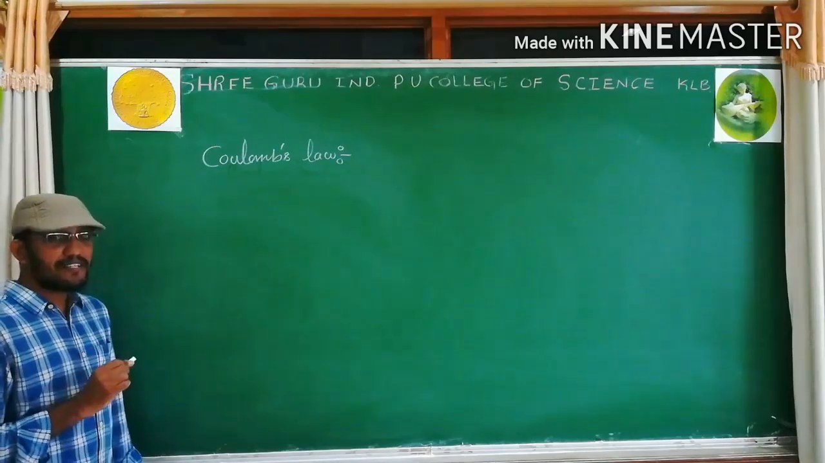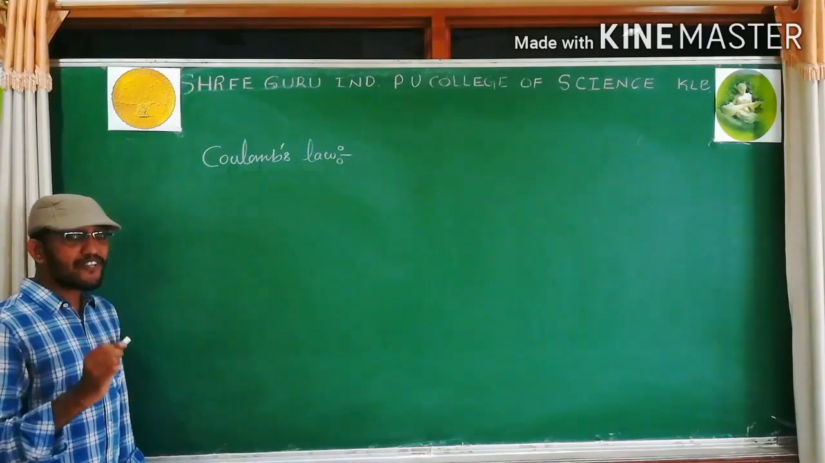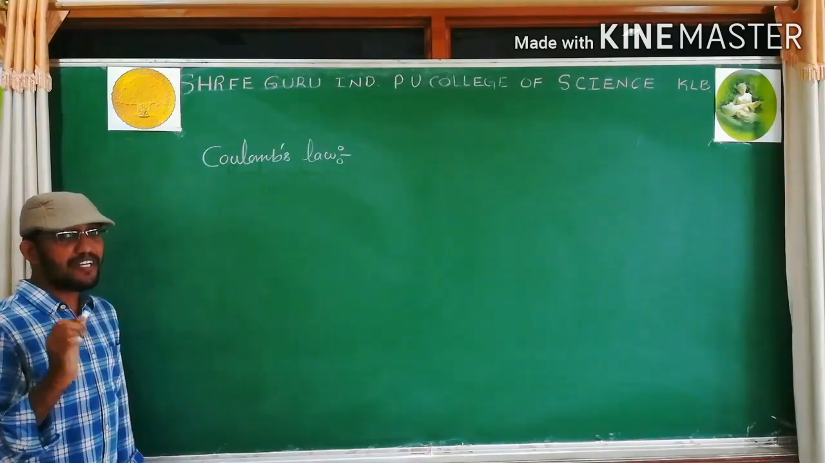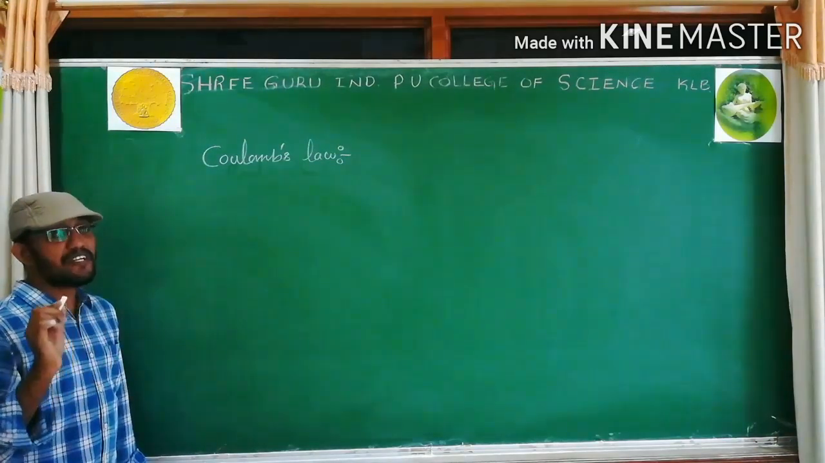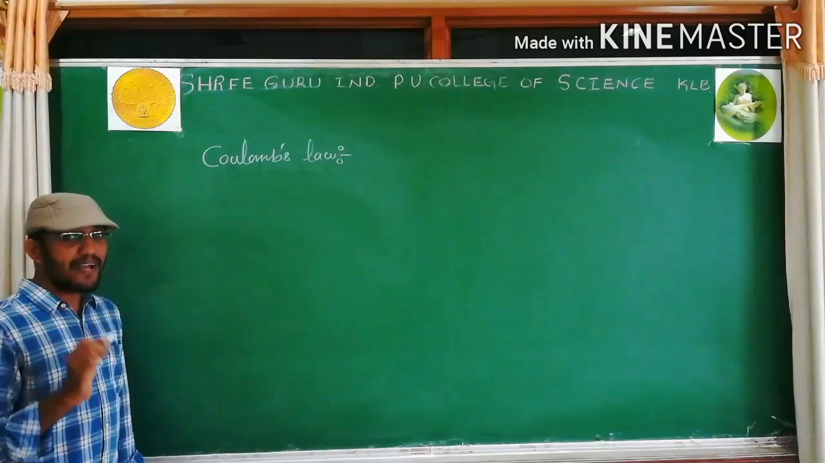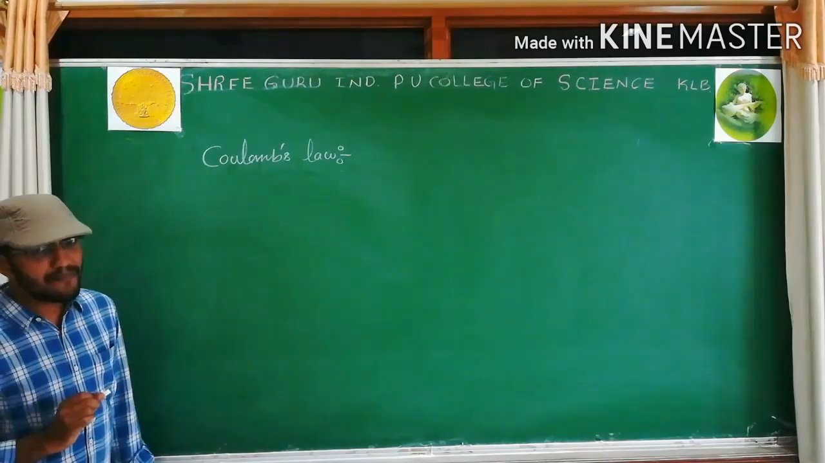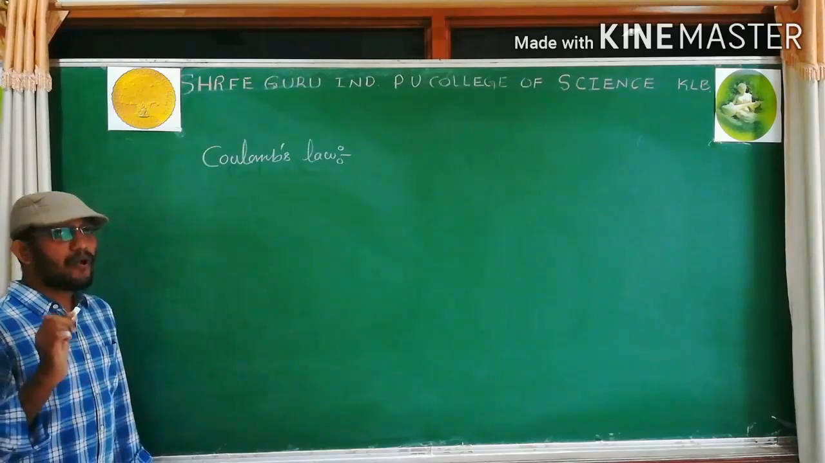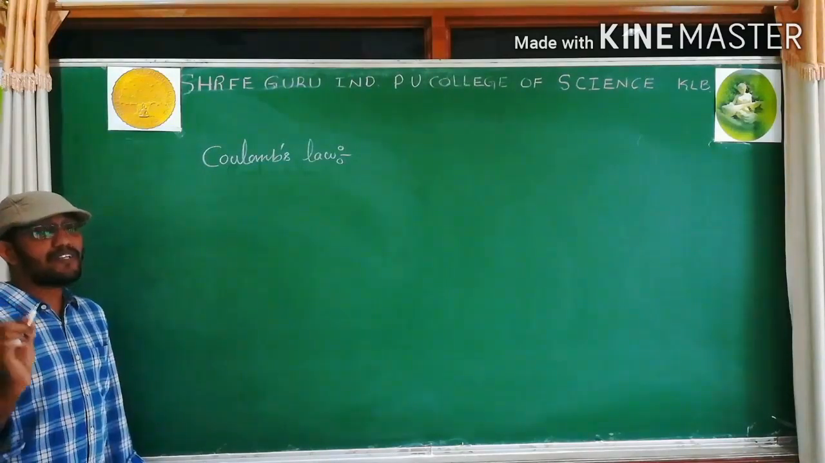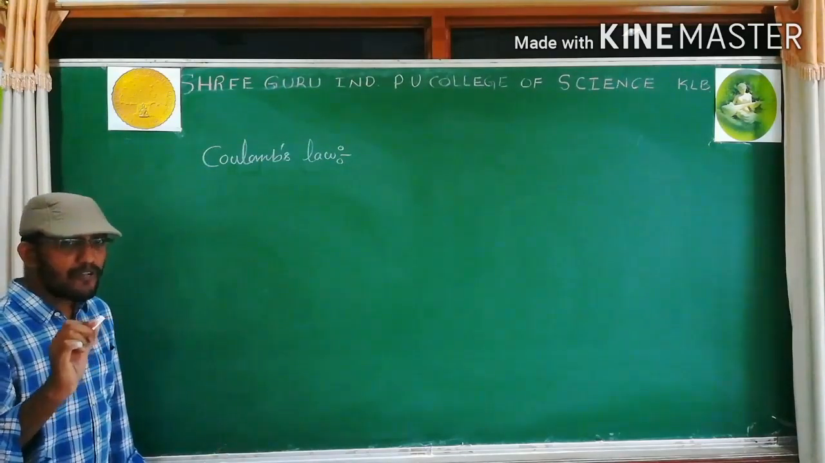So Coulomb's law states that the force of attraction or repulsion between two point stationary electric charges. Here Coulomb's law is applicable for point stationary electric charges. That's why the term point stationary charges must be there in the statement. The force is directly proportional to the product of the magnitude of the charges and inversely proportional to the square of the distance between them. And this force acts along the line joining those two charges.